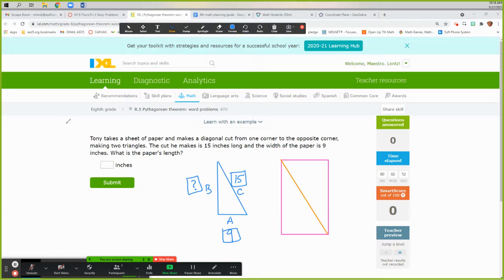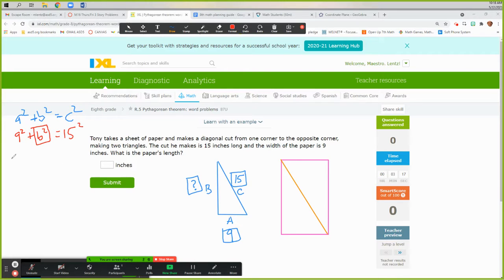So we're going to go up here and have A squared plus B squared equals C squared. Switch colors real quick. C is 15, so we know we have 15 squared. A is 9, so we know we have 9 squared. And B squared is the thing that's missing. I'll put a box around that just to show you. We're not doing anything with that till the end.